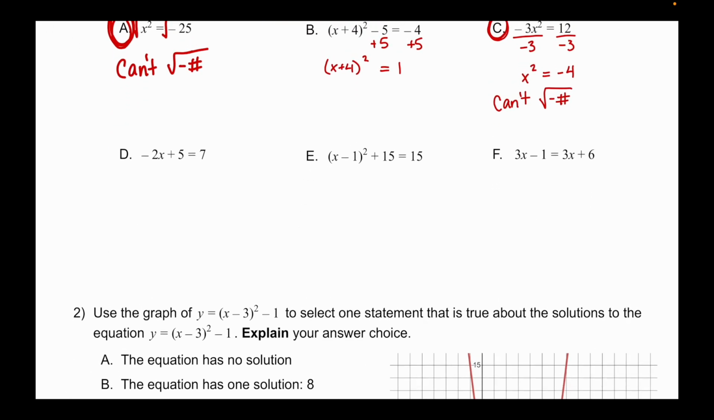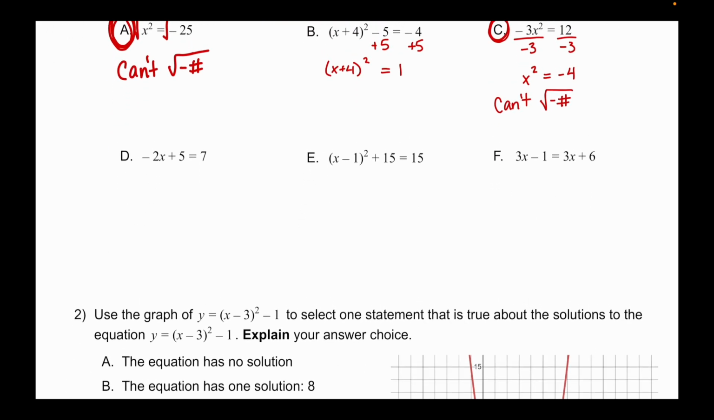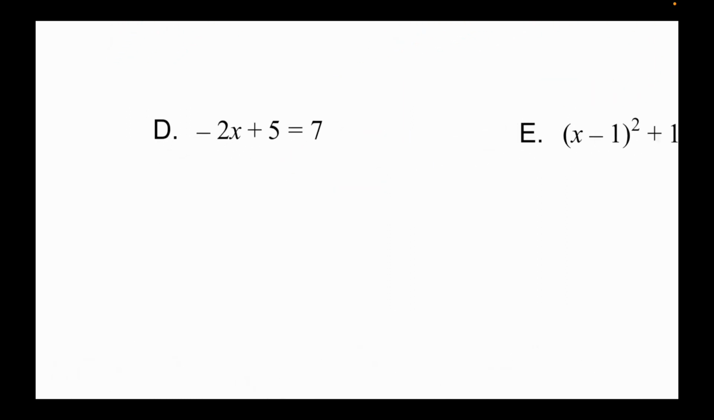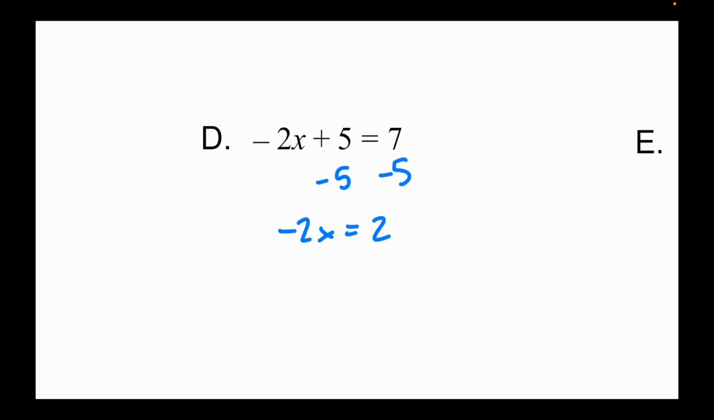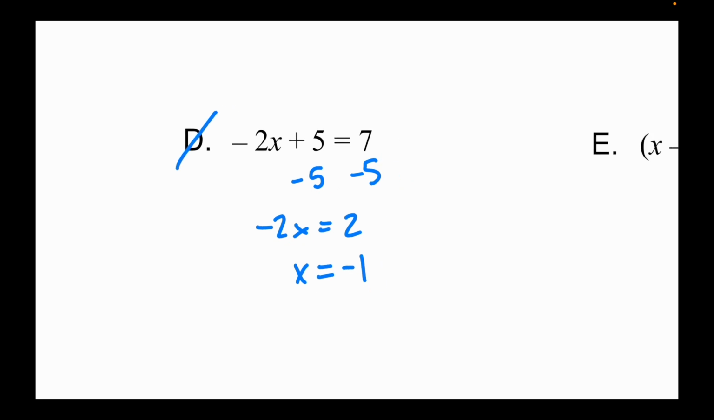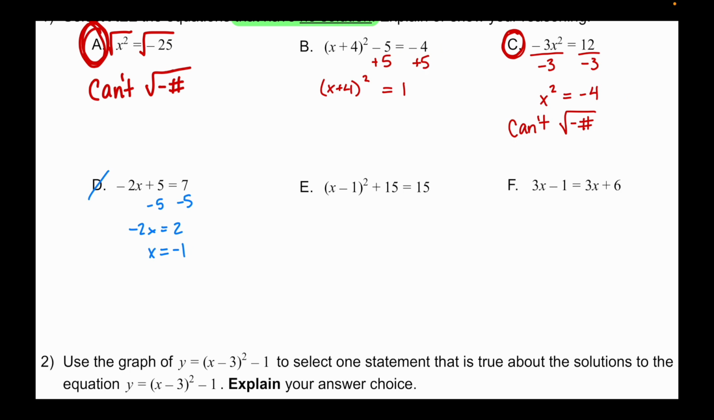Now we're going to look at this next row. Only one of these is actually quadratic, and it's this one here. The other 2 are linear. So this to me looks like a 2-step equation. And if we actually take a moment to solve it, you would subtract 5 from both sides and get -2x is 2. When you divide by -2, you'd end up with x as -1. So D is not one of the answers because that has a solution.